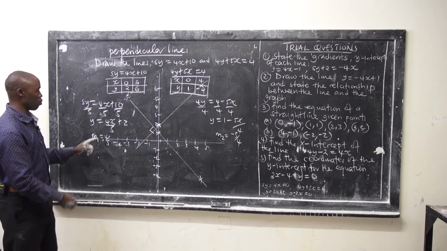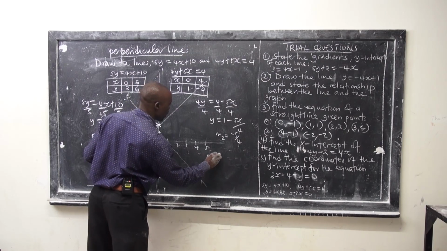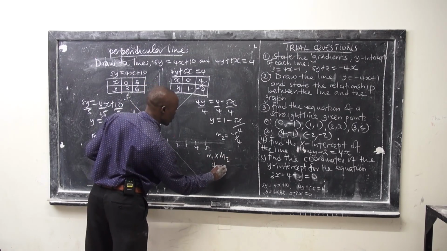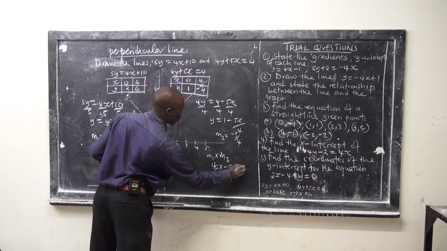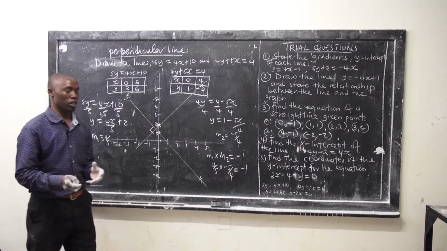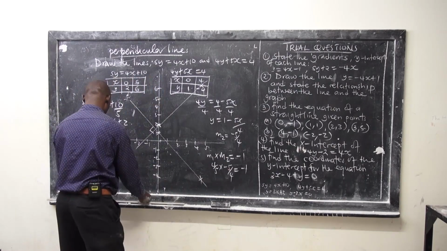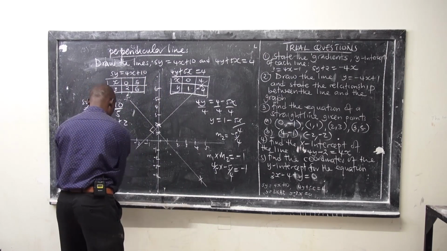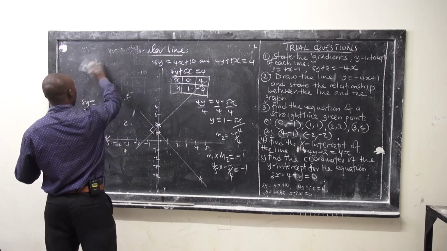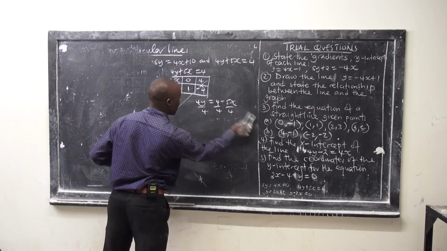So you can notice that if you multiply these two gradients, you'll always get negative 1. So let's multiply: 4/5 times -5/4. So the product of the gradients of two perpendicular lines is always equal to negative 1. Hope you understand that very clearly.